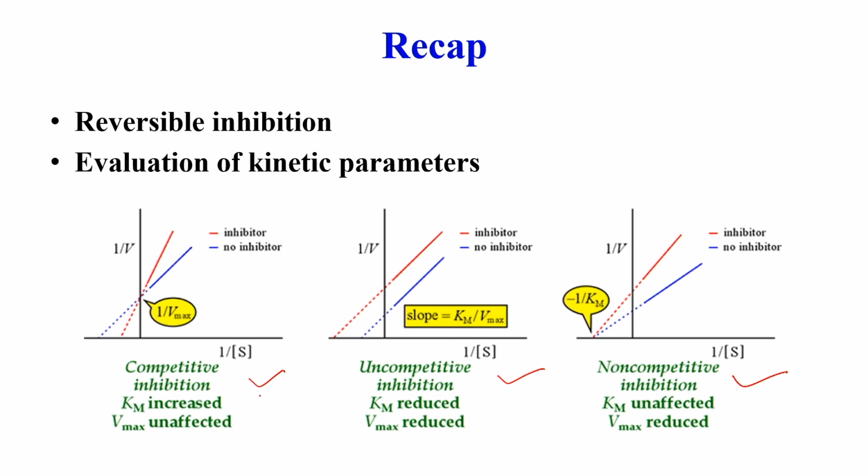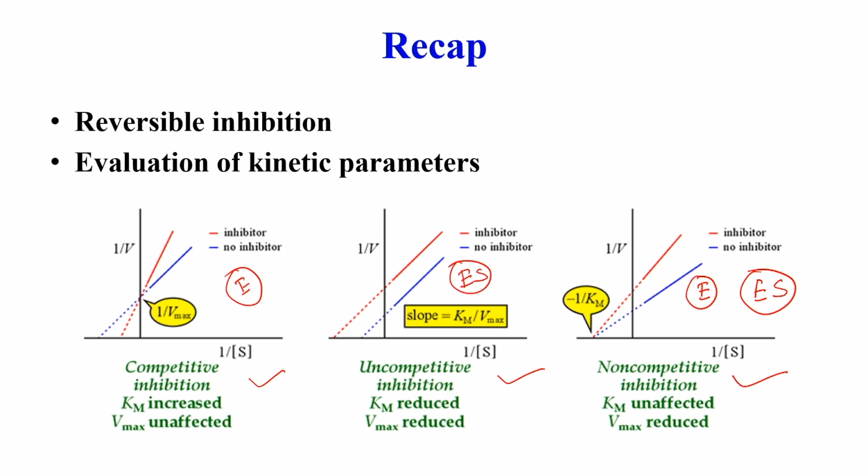So, in case of competitive, the target is E. In case of non-competitive, this inhibitor binds to E as well as the ES, enzyme substrate complex, but not at the active site. And in case of uncompetitive, the inhibitor targets the enzyme substrate complex.